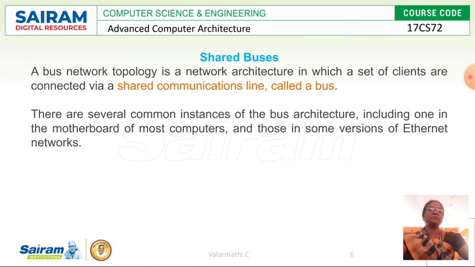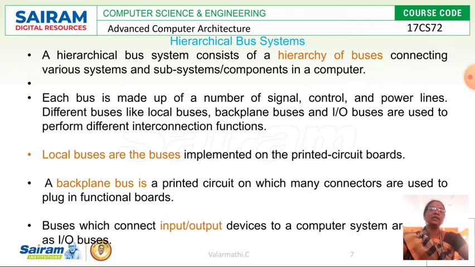A shared bus is a topology in network architecture in which a set of clients are connected via a shared communication line. It is a bus network topology where all components of a computer are connected to one shared communication line. Here the same bus system is implemented and employed in a hierarchical way, that means level by level. So what are those levels?